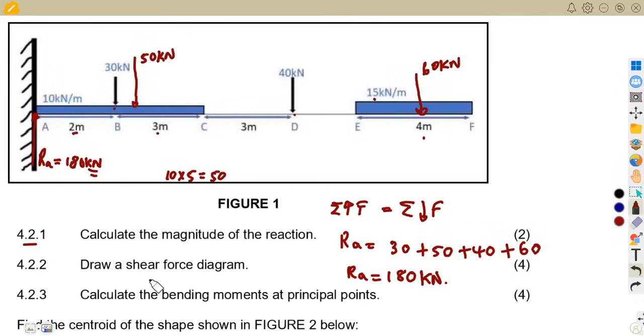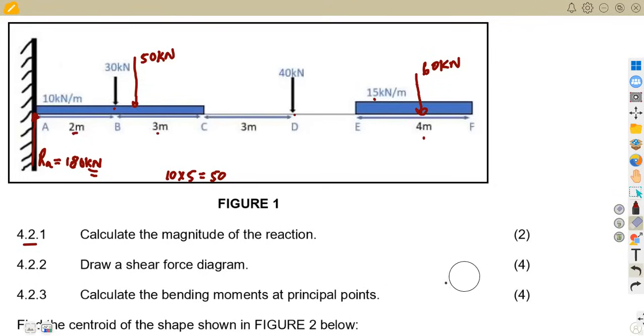Then draw a shear force diagram. From there, we are asked to draw a shear force diagram. Remember, for a shear force diagram, we simply have to consider how the forces are being taken, according to a certain scale that you are going to apply, whether it's decreasing, a distributed load, or a concentrated load. You have to consider each and every part.